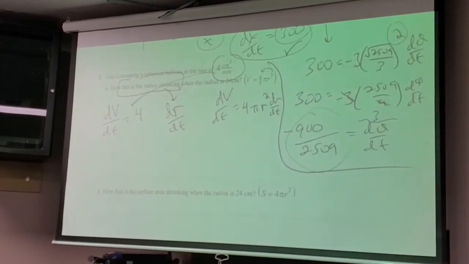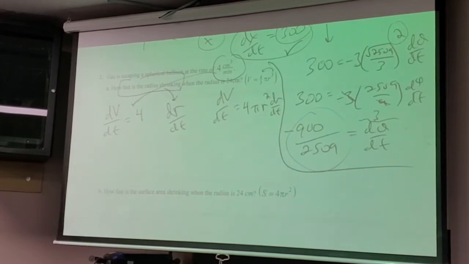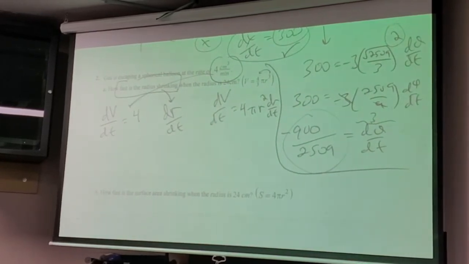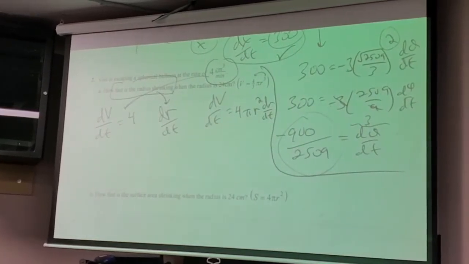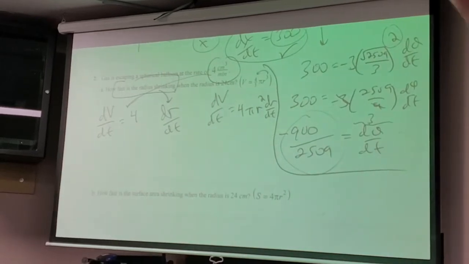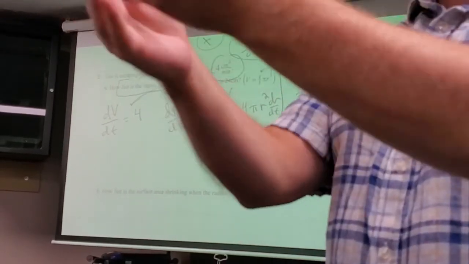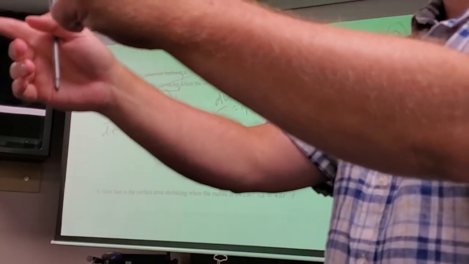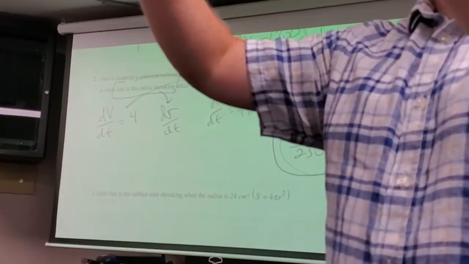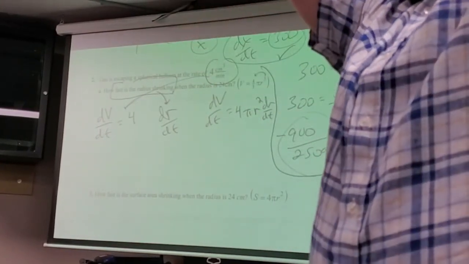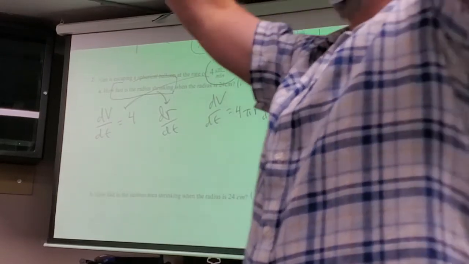Real quick. Do you guys know the surface area of a sphere? 4 pi r squared. So, the volume of a sphere, 4/3 pi r cubed. You've seen that before, yes? Even if you kind of forgot about it, hopefully it's like, oh yeah.